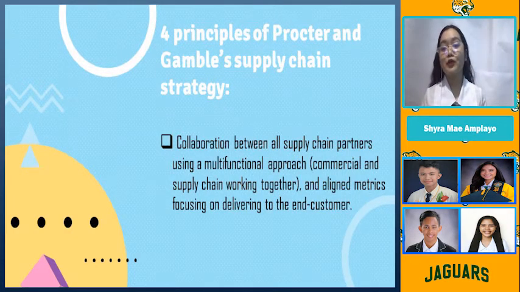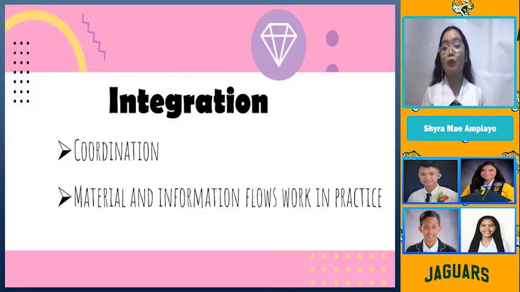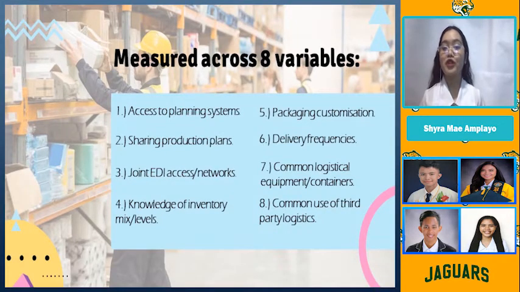All of these principles involve integration, both internal and external. Integration in the context of supply chain is concerned with coordination, establishing the rules of the road whereby material and information flows work in practice. Integration was measured across 8 variables as follows. First, access to planning systems. Second, sharing production plans. Third, joint EDI access or networks.